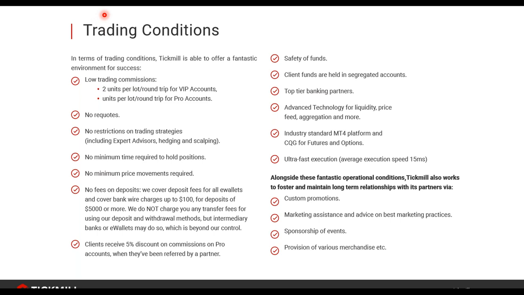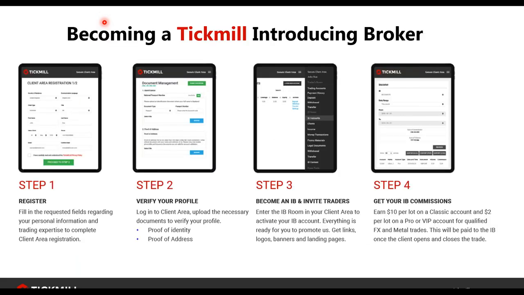Aside from trading by yourself, you can also opt to become an introducing broker. Okay, an introducing broker, ano ba yun? It's an IB. It's becoming a partner as a broker. All you have to do is refer clients to Tickmill. When you refer clients and they actively trade, then you can earn from the rebates. The more clients you bring, the higher the potential that you can earn.